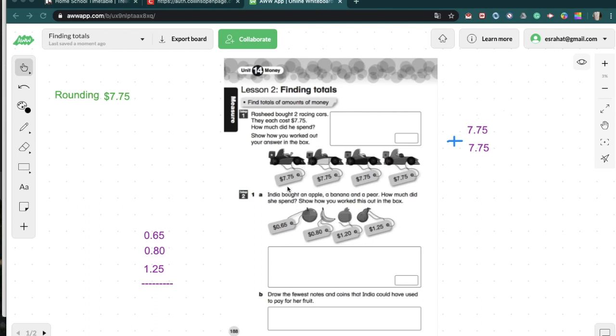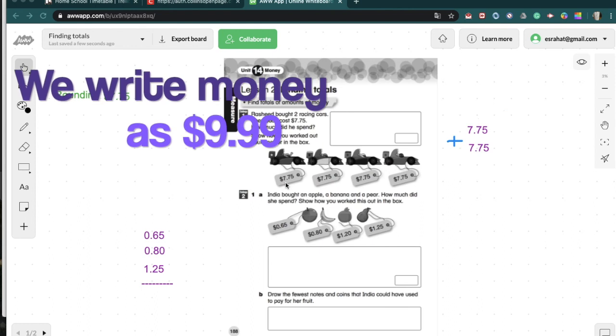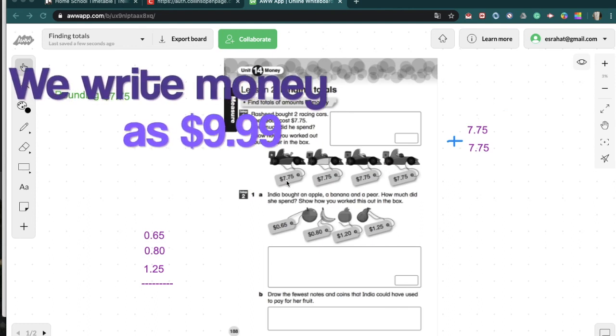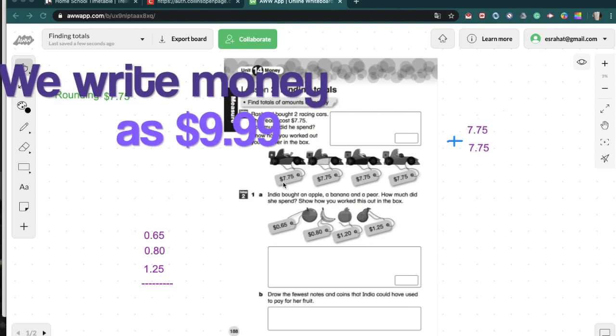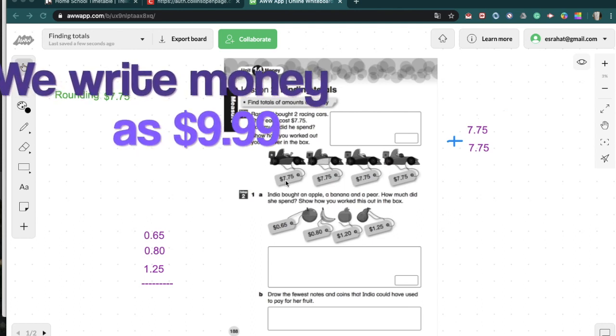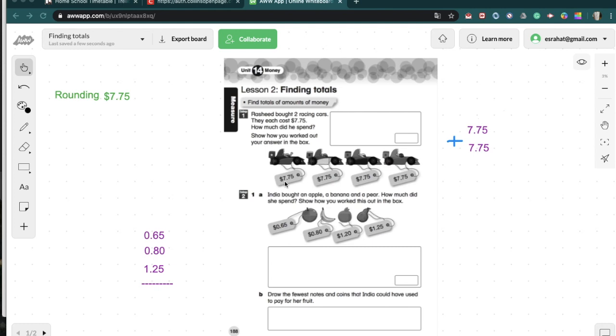But before everything, you have to know that we write money as numbers with a point. The numbers on the left show us the amount of notes that we have, which are made of paper. And the numbers on the right show us the amount of coins that we have. Here we have $7.75.